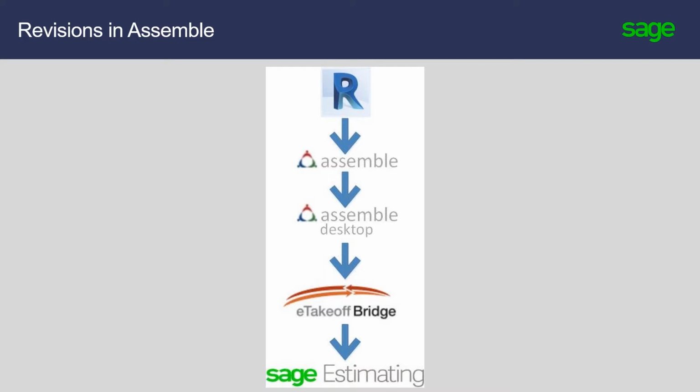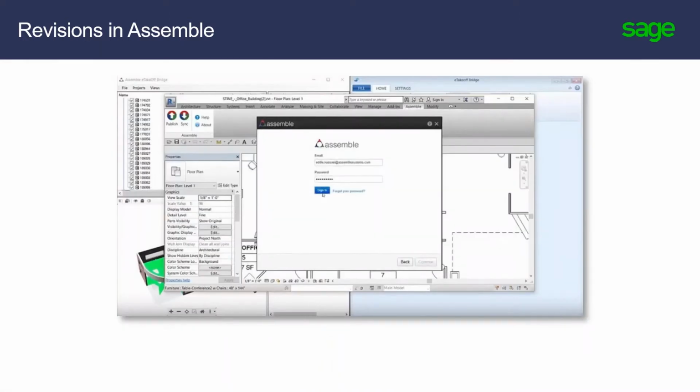You make the revision in Revit, publish it to the Assemble website, and then the Assemble desktop can grab it and push it. You can then do the bridge assignment refresh, and then push that into estimating. But the process starts in Revit. You can publish a model to the Assemble website from within Revit.